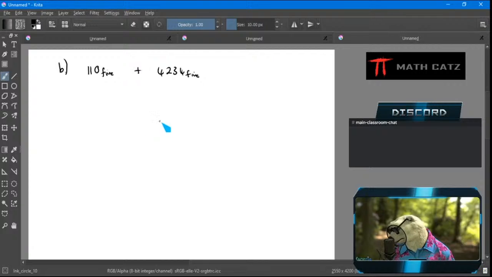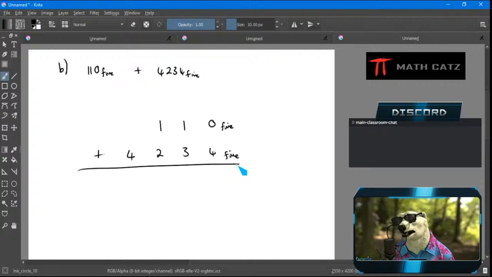So I line it up. 1, 1, 0, plus 4, 2, 3, 4. My 5-word becomes a little scribble, but the idea is there. Now I'm adding. 1's column, 0 plus 4 is 4. Next column, 1 plus 3 is 4. Oh, this is too easy. Oh, wow, this is way too easy. I should not even have done this. Next column, 1 plus 2 is 3.